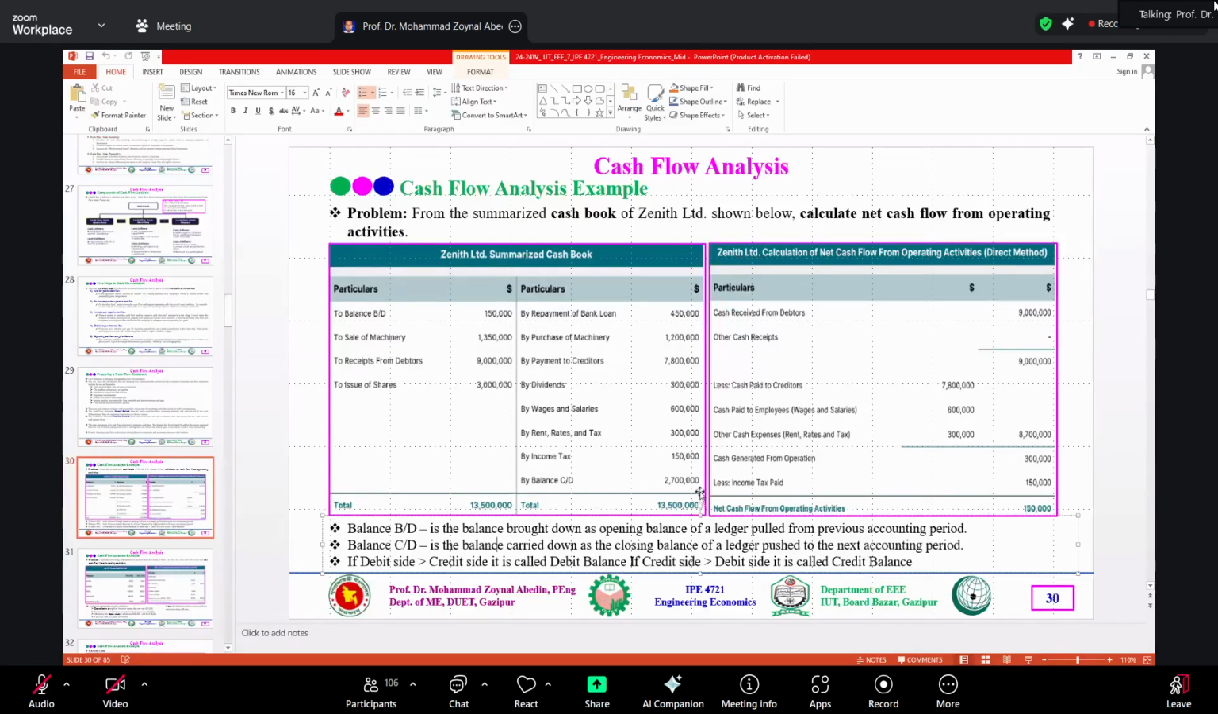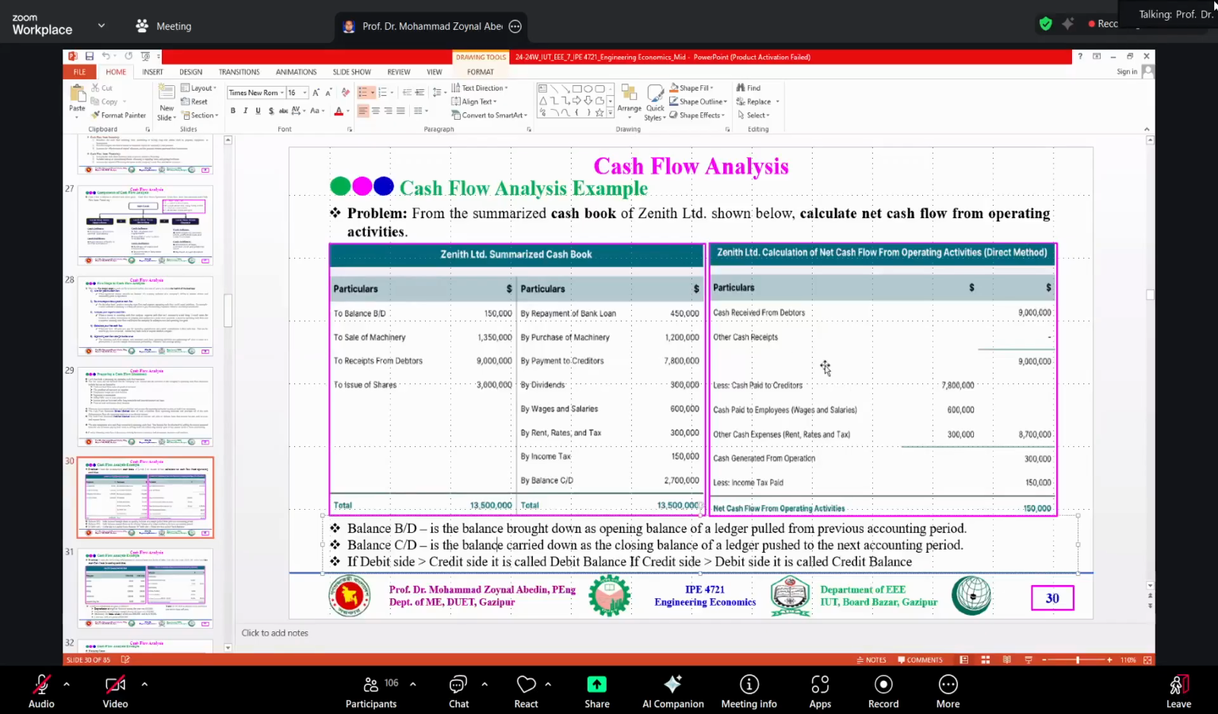This value will go to the next financial year, same as the balance BD coming from the previous financial year. This is the debit side, this is the credit side. If the debit side is higher than the credit side, it is a net cash outflow, negative. If the credit side is greater than the debit side, it will be a credit balance. Okay, I think you understand this problem.